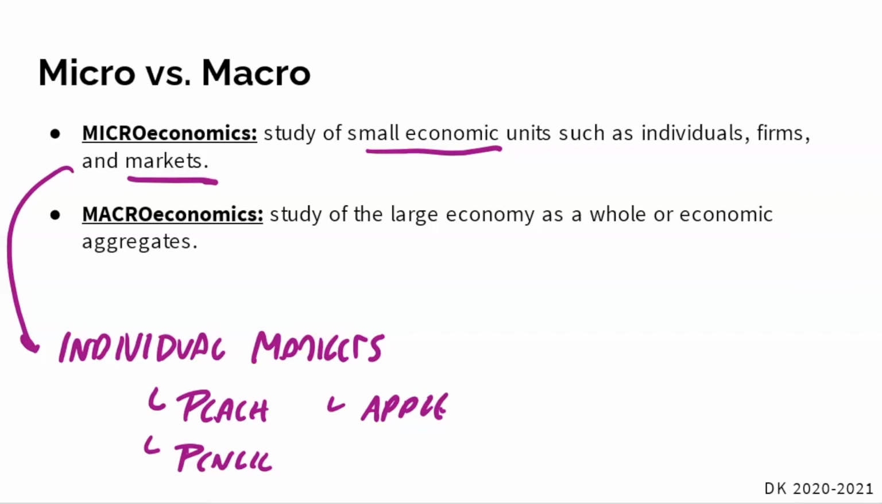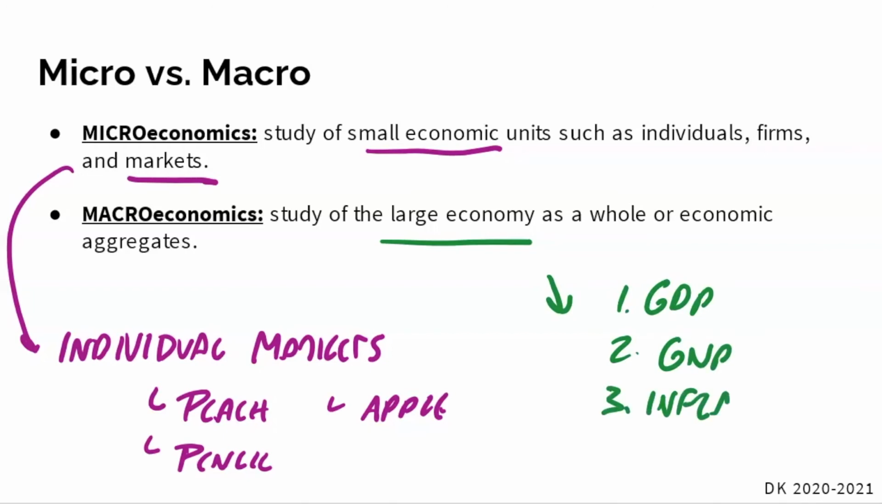Macroeconomics, on the other hand, is a study of the large economy as a whole. Whenever you turn on the news or read news and you hear phrases like GDP, GNP, inflation, unemployment, etc., all that deals with the large United States economy or the large worldwide economy. And because of that, that is macroeconomics.